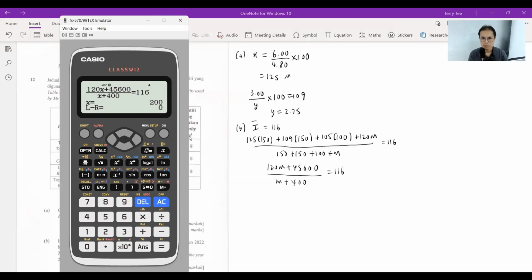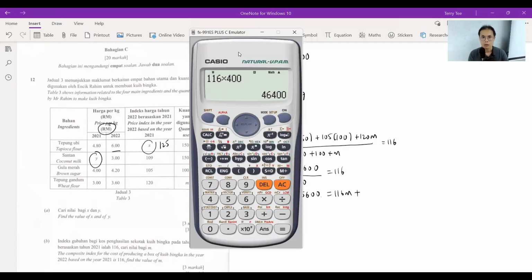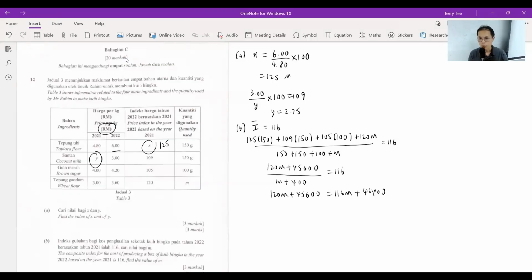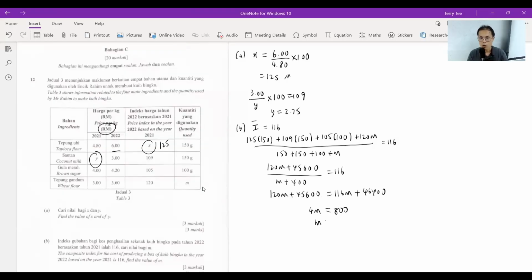But well, if you want to show working, we can just do it manually. 45600 equals 116M plus 116 times 400. Let me write here, 116 times 400. That would be 46400. So we bring this over. 120 minus 116 is 4M. 46400 minus 45600, that will be 800, right? Yep, 800 divided by 4, M is still 200, right? You see, 200. Okay, I've got my M already. Now, next.